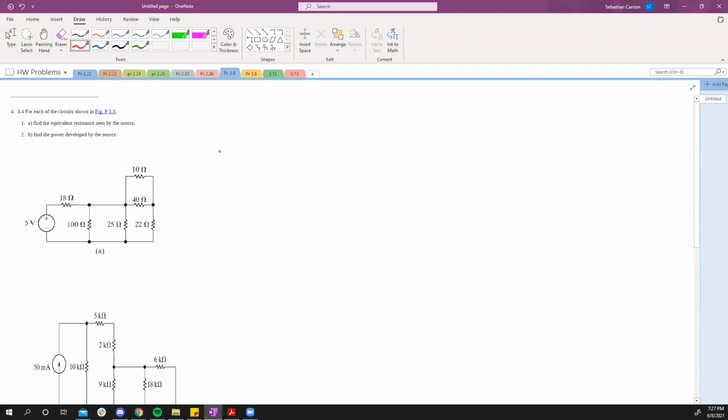Okay, so problem 3.4 is asking us to find the equivalent resistance seen by the source and find the power developed by the source. So we know the formula for resistance in series and in parallel, right? Resistors in series add up as R1 plus R2, and resistors in parallel go in this manner.